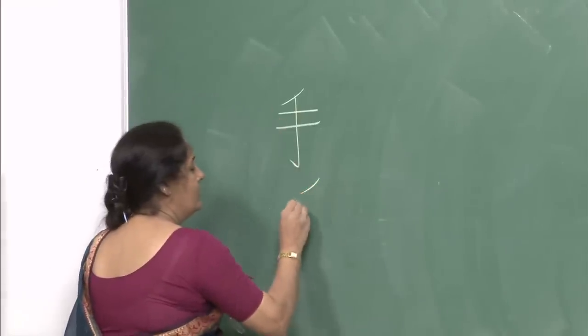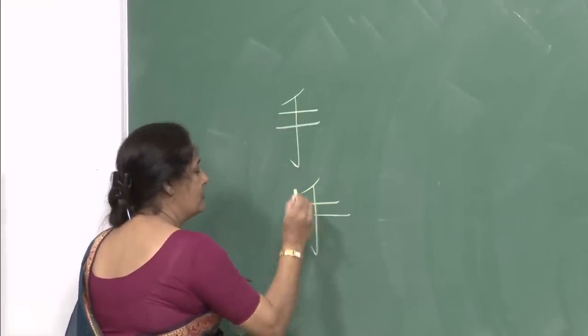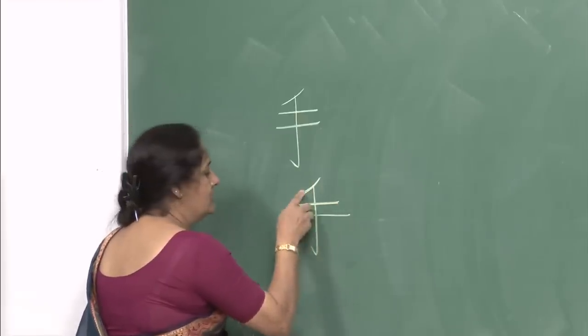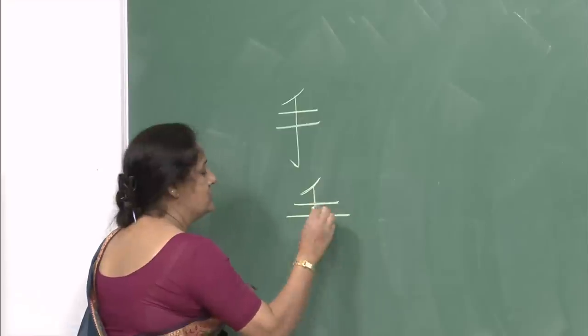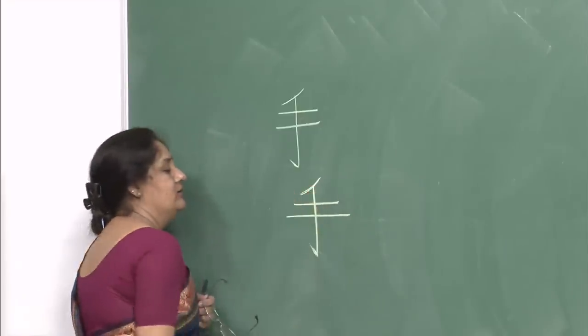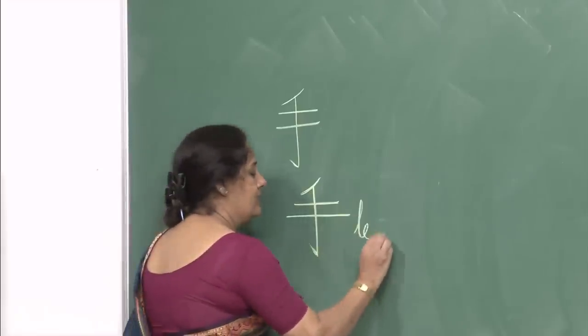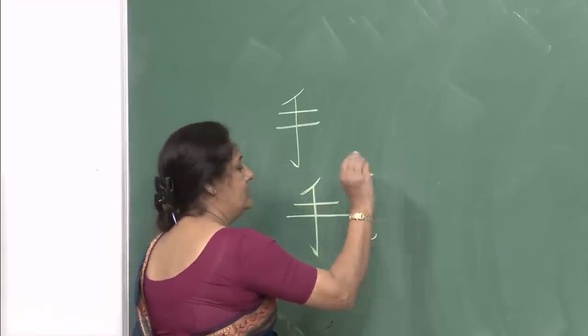1, 2, 3 and 4. Now you will see one is like this. 2 is a little longer than this, and then the third one is the longest of them all, and you have it here, a straight one. This is te.